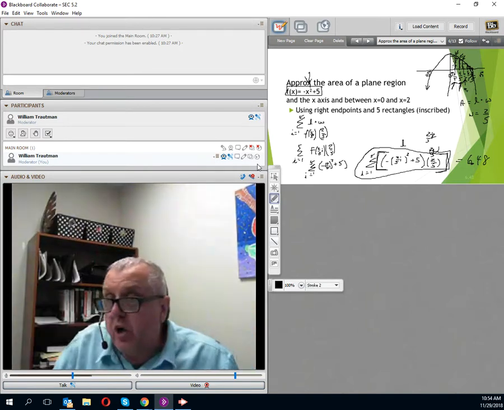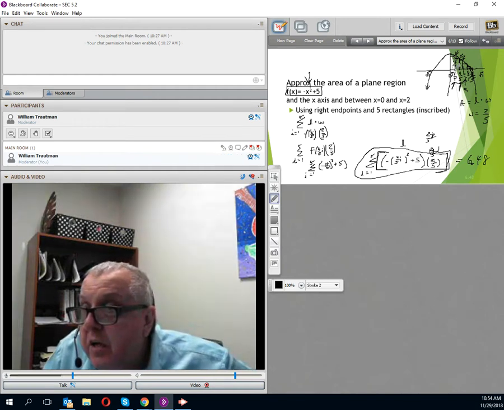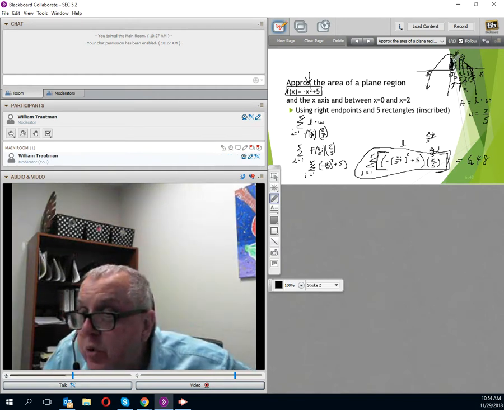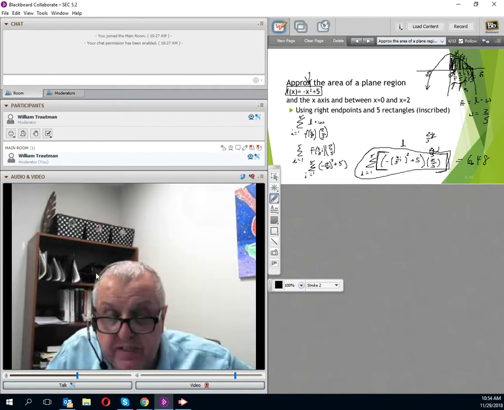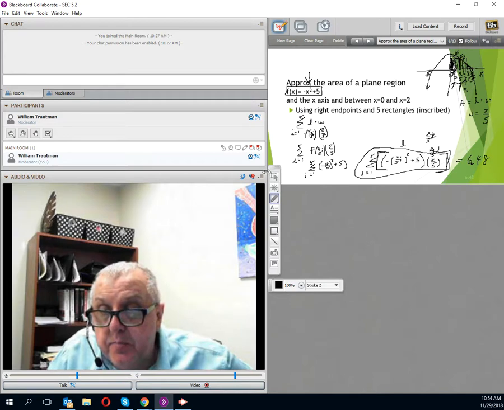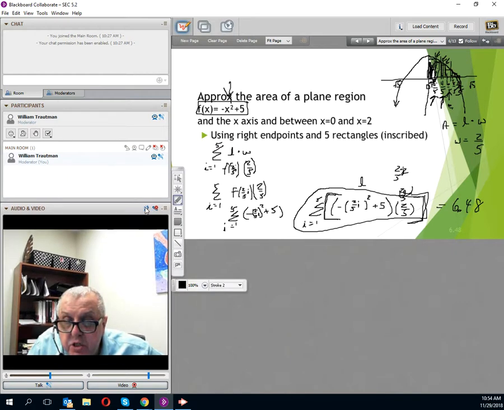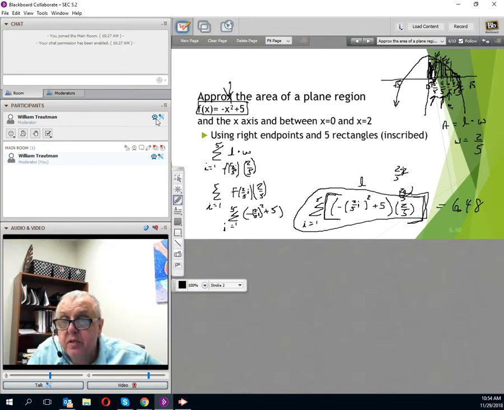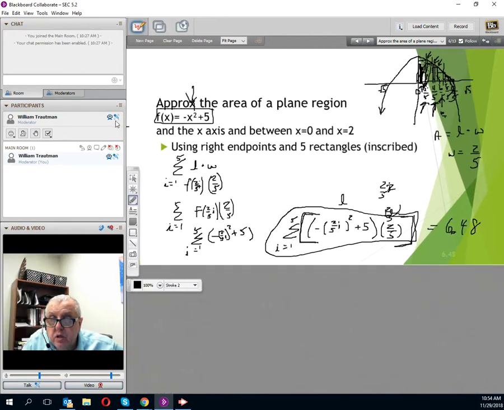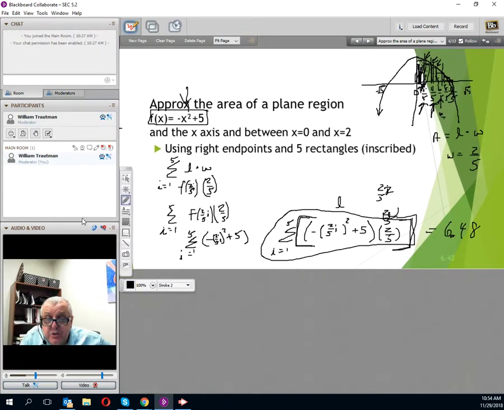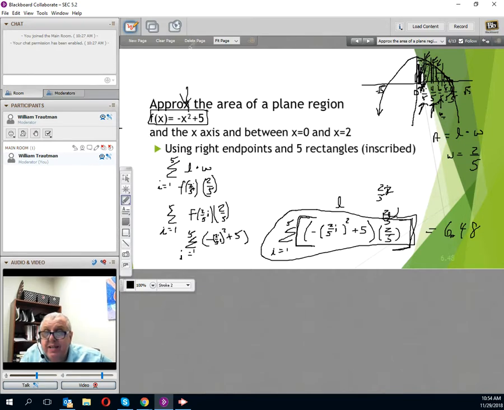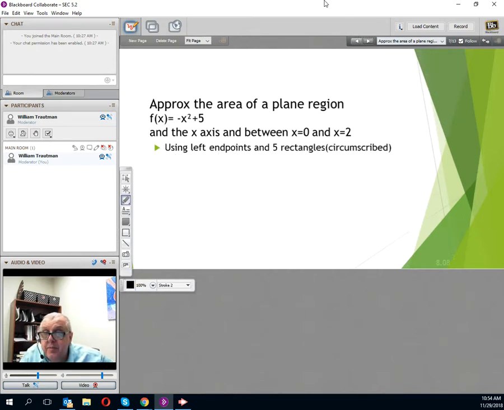You see, on a rectangle up here, we use the right endpoints to find the height. What happens if we use the left endpoint? So let me show you. By the way, on the test, they're going to ask you to do both ways, use the right endpoint and the left endpoint. So I'm going to the next slide because it says, hey, now do the left endpoint.